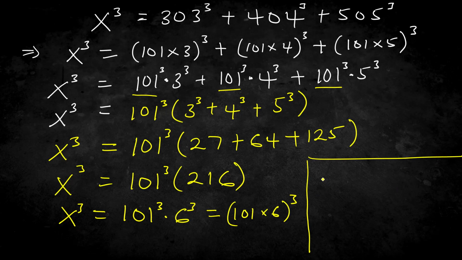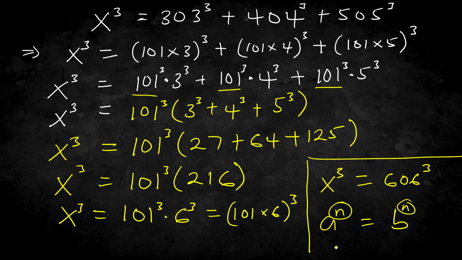Alright, so we have x cubed equals 101 times 6, which is 606 cubed. Now when we're given a raised to n equals b raised to n, so the powers are equal, therefore a is the same as b. With this, since the powers are equal, we can conclude that x is straight away 606.